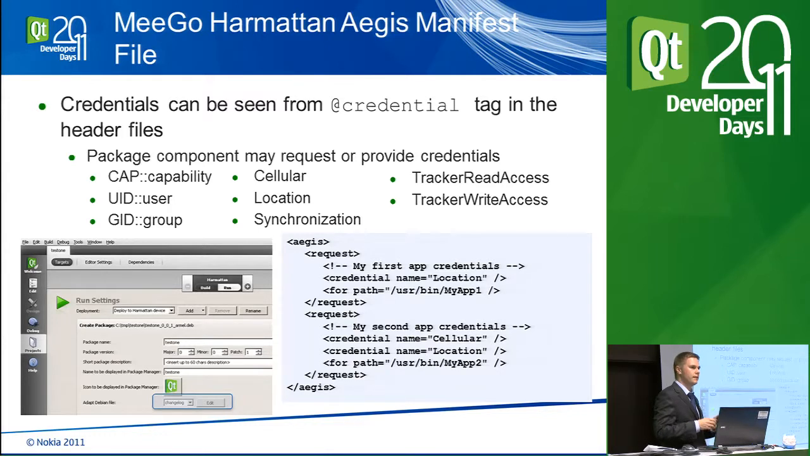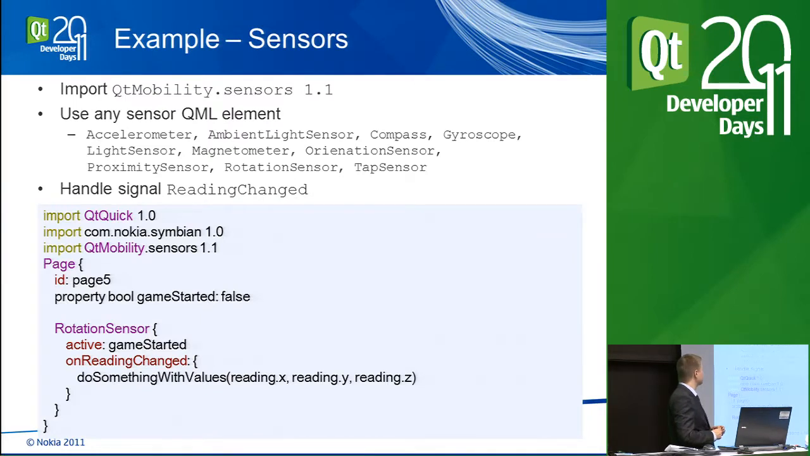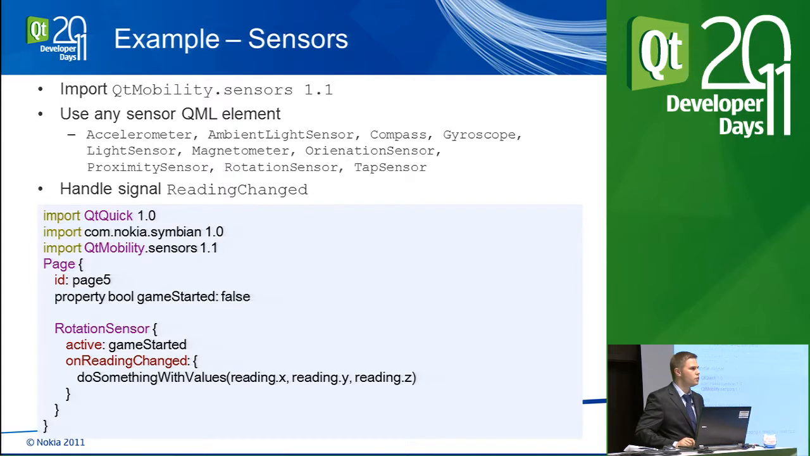When you are writing applications for N9, you need to be aware that there's also this security framework that might limit what you can do or what your application can do unless it requests the correct access to the APIs. So let's go to examples of these different APIs.